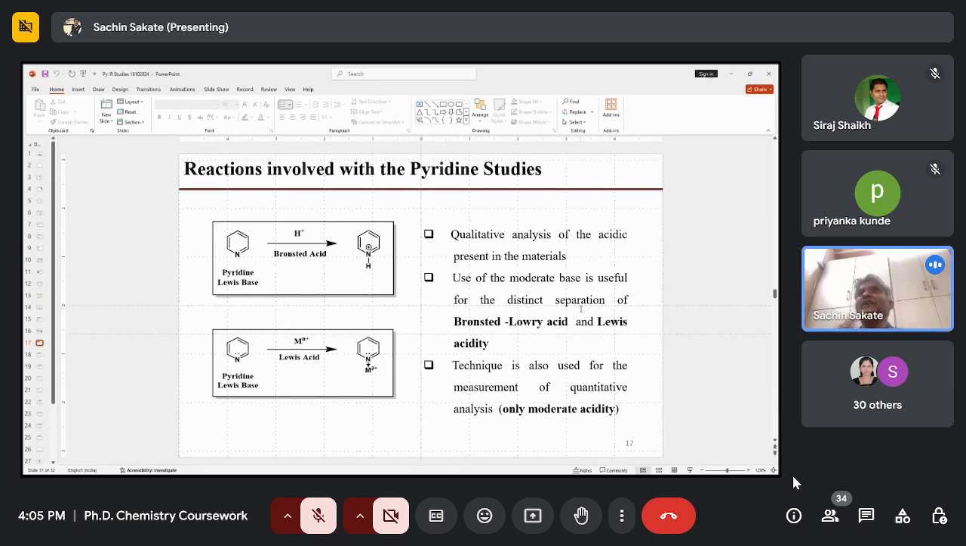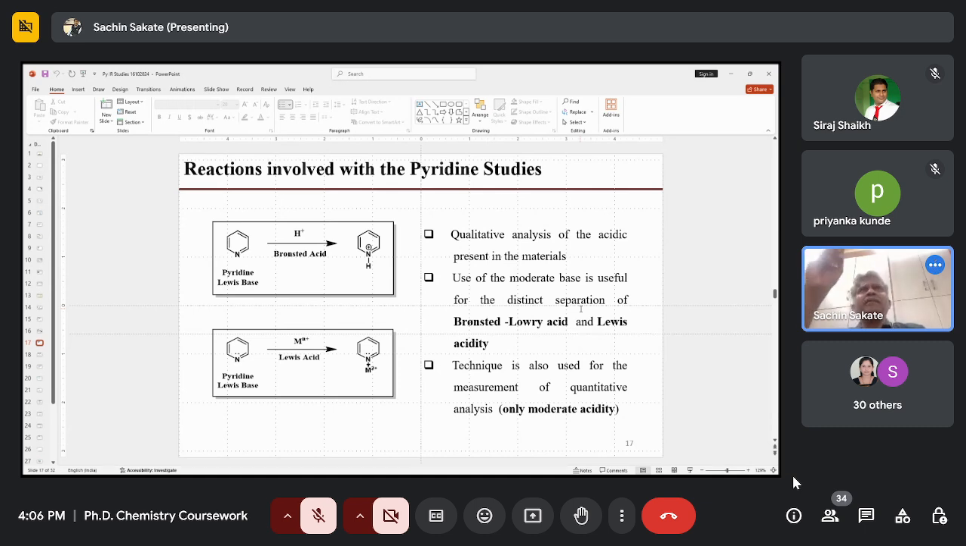Only, I'm telling once again, Pyridine IR studies is the only characterization available which is distinguishing the Bronsted acidity and the Lewis acidity. Up till now, there is no other technique which is giving you the idea of Bronsted and Lewis acid characterization. Pyridine IR is the only study. So this is the basic principle.